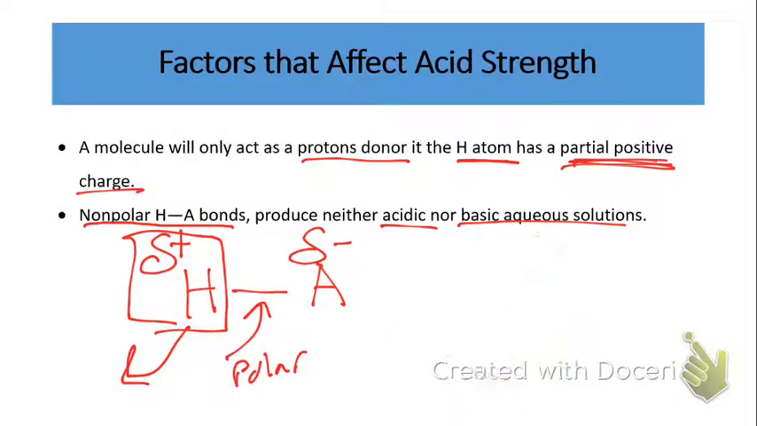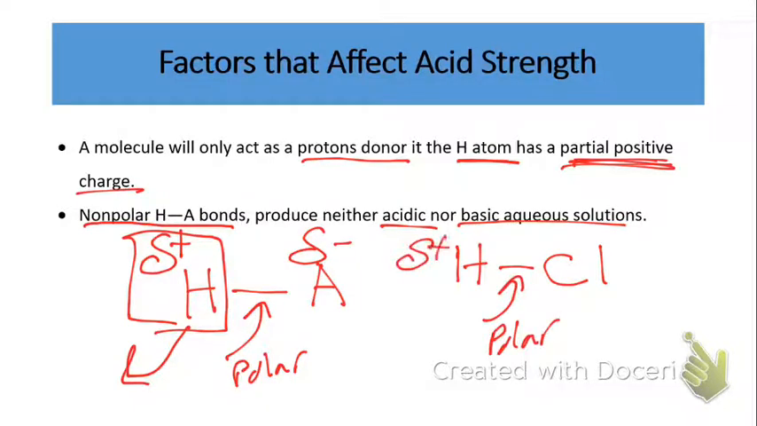On the flip side, let's look at something like hydrochloric acid, HCl. The electronegativity difference between chlorine and hydrogen is pretty great. That's going to create a polar bond here, making the hydrogen slightly positive and the chlorine slightly negative, making this hydrogen acidic and easy to donate to a base. So that's how we look at polarity and nonpolar bonds in acid strength.